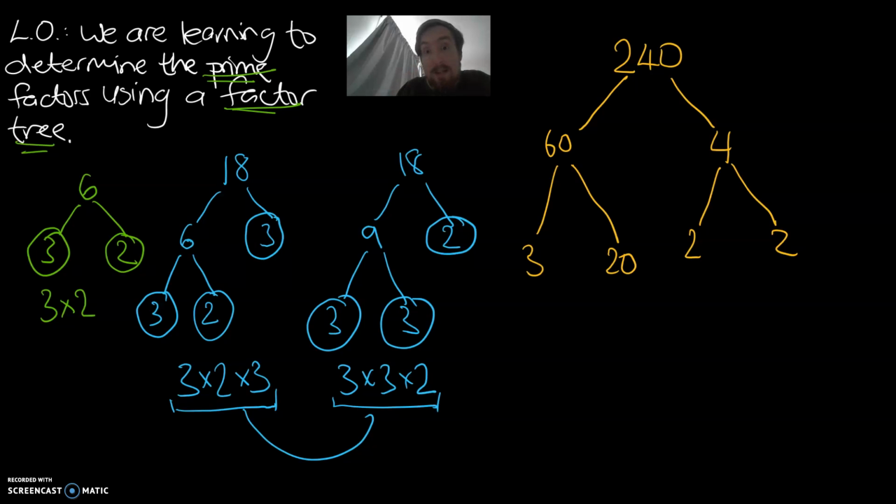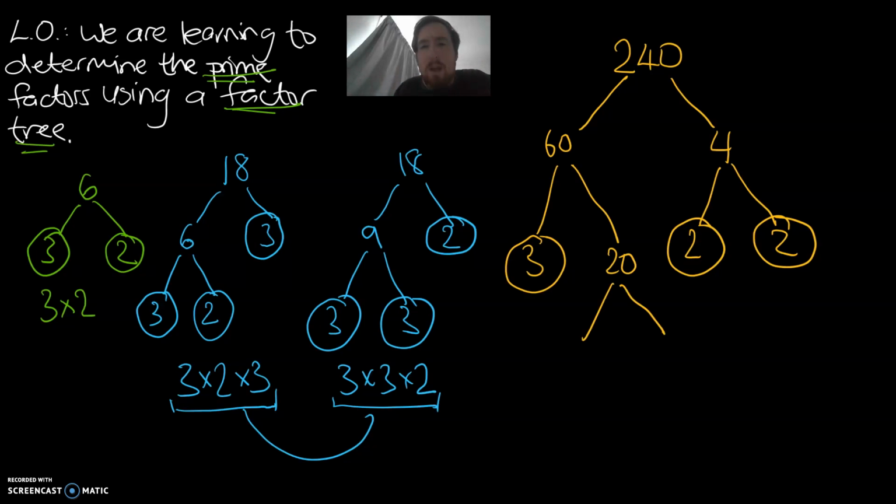Now that we're at this layer, we've got to think, are any of these prime numbers? And a lot of them actually are. That 3 is a prime number, so we'll circle that. That 2 is a prime number. And that 3 is also a prime number. So all of those are prime numbers. But that does leave us with 20. We've got to keep splitting up that 20.